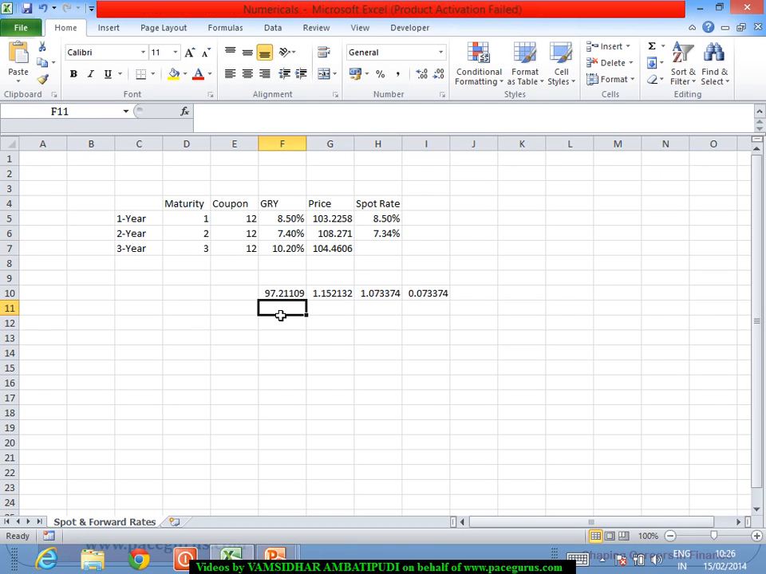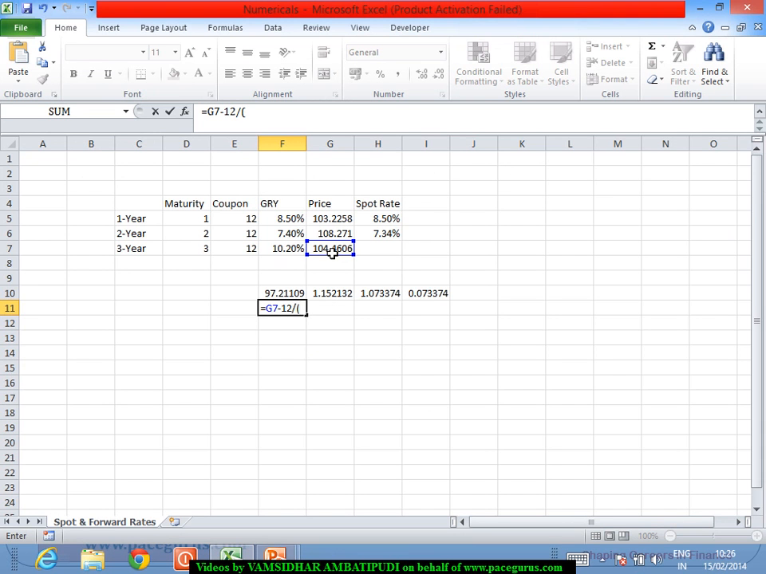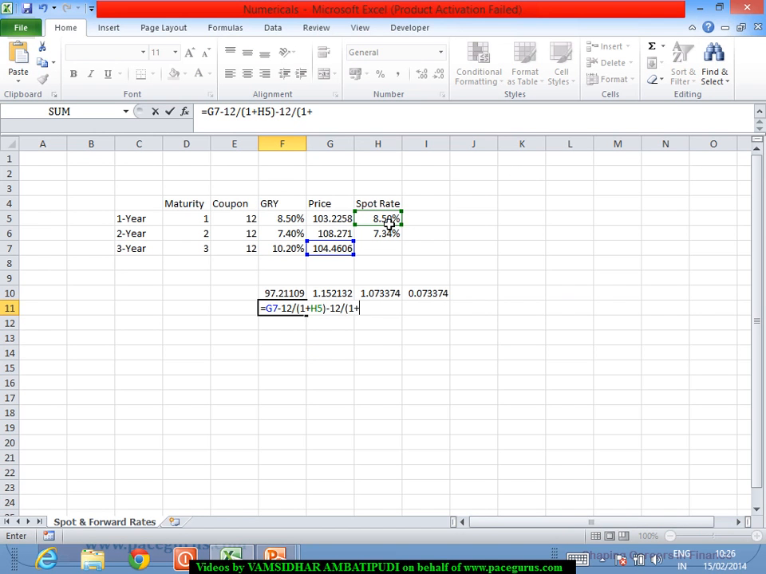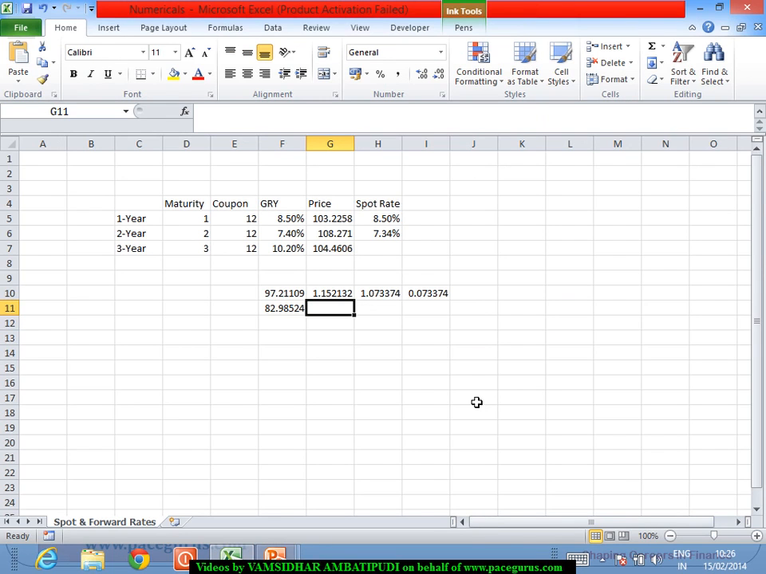So what I should do here is 104.46 minus 12 divided by 1.085, which is the spot rate, minus 12 divided by 1.0734 squared. So this is what is 112 divided by 1 plus I3 cube, which is 82.99.